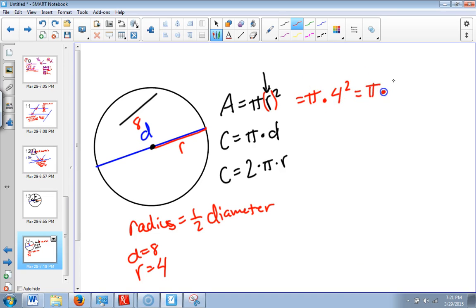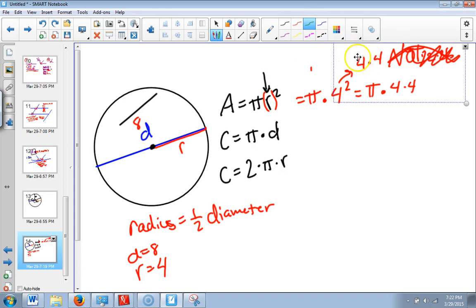So we have pi times 4 times 4. Now 4 squared means 4 times 4, not 2 times 4. We don't want that. We want 4 times 4. So if we do pi times 4 times 4, that's going to come out to pi times 16, which equals 50.24. Another important thing to remember is that pi equals 3.14 for our purposes. Now that's rounded. Pi is an irrational number, but 3.14 rounded is fine.